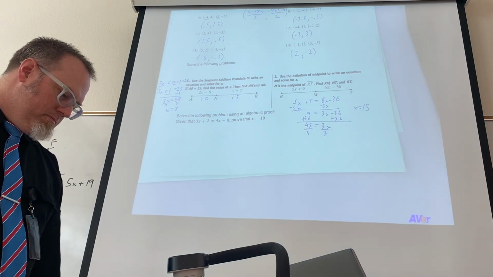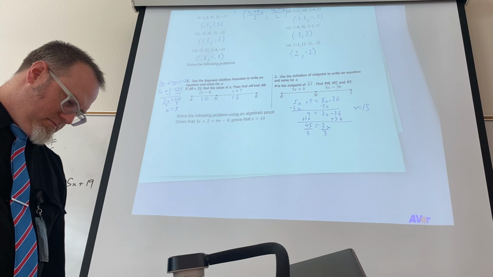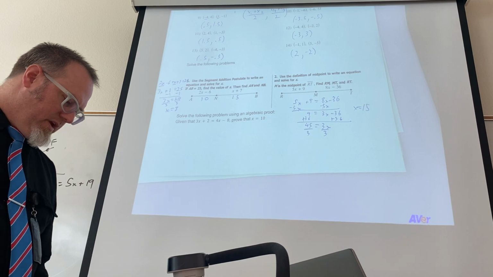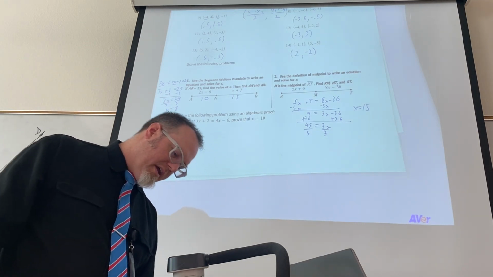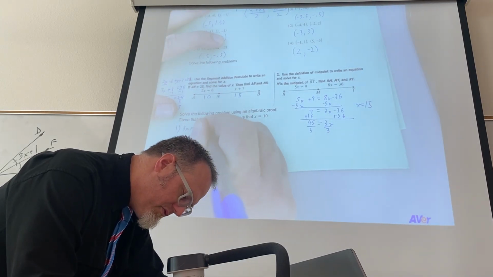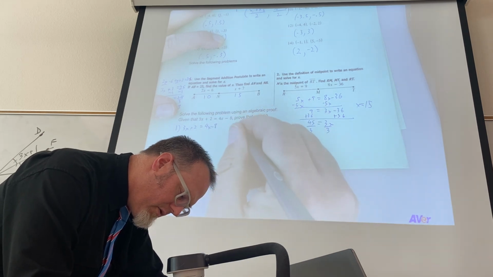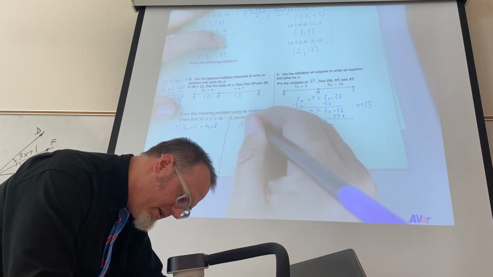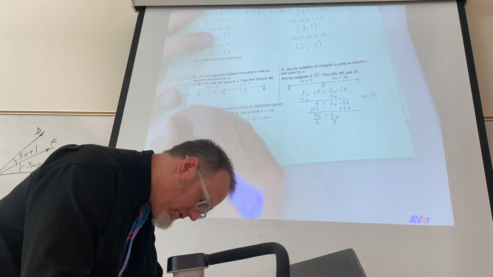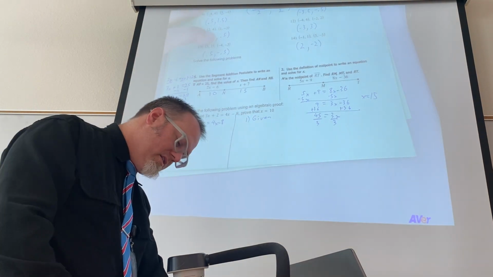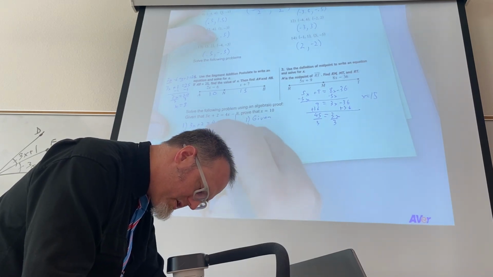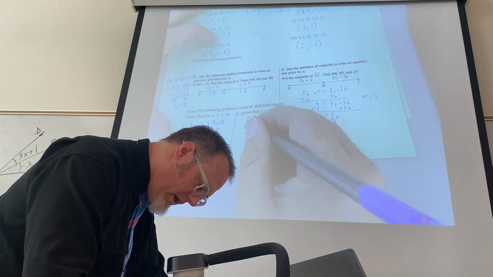Solve the following problem using an algebraic proof. So given that 3x plus 2 is equal to 4x minus 8, prove that x is equal to 10. So I start with number 1, that's 3x plus 2 is equal to 4x minus 8. And over here on this side, that is my given. I would like to subtract the 3x from both sides. So my second part of this, if I subtract the 3x from both sides, I end up with 2 is equal to x minus 8.